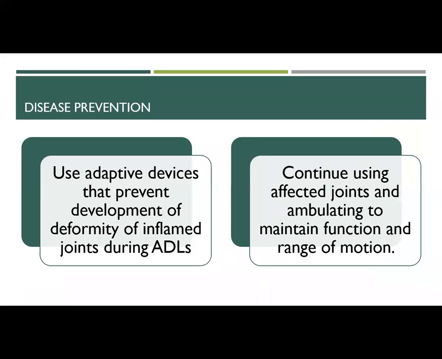So for disease prevention, you can use adaptive devices that prevent development of deformity of inflamed joints during ADLs. Continue using effective joints and ambulating to maintain function and range of motion. So one of the main things is that they keep on using those joints.